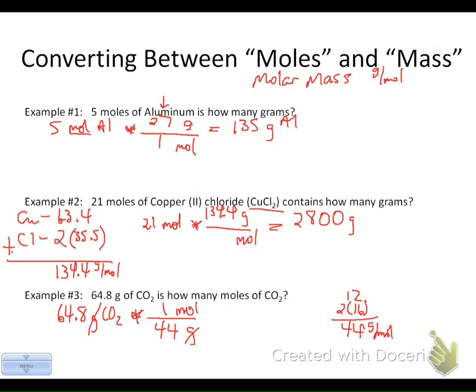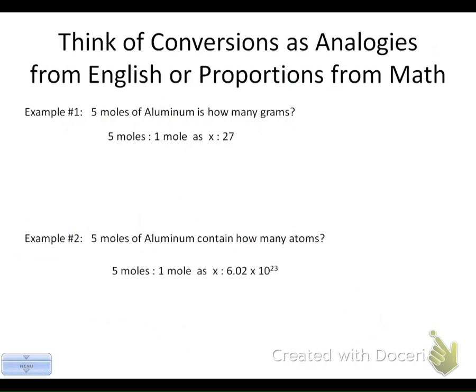This time we have a division problem. 64.8 divided by 44 gives us, rounded to the proper number of significant figures, 1.47 moles. Okay, so in class we'll do plenty more examples, and you'll get proficient with it then.